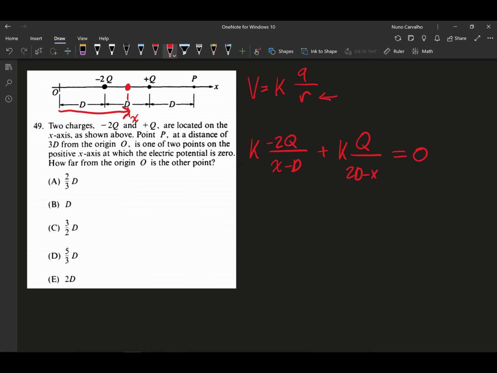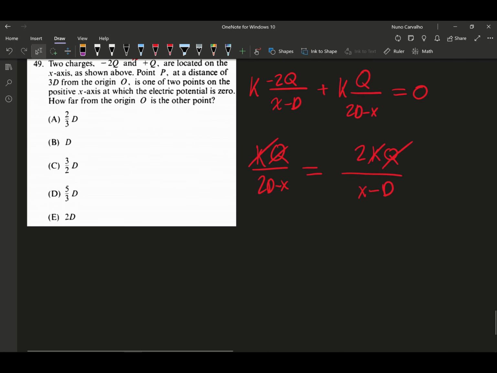Okay, then let's move this over to the other side, and we're left with kq over 2d minus x is going to be equal to negative 2kq, or actually no, sorry, it's going to be positive now, over x minus d. And then we can cancel out the k and the q like that. And so then let's just move this to this side and this to this side, and then we'll solve for x.